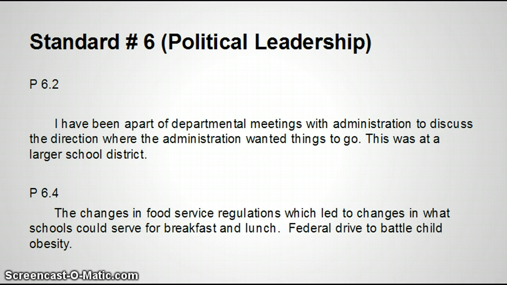The last one, 6.4, school community works within the framework of policies, laws, and regulations enacted by local, state, and federal authorities. This one, I talked about the changes in food service regulations, which led to what schools can serve for breakfast and lunch. There was a federal drive to battle child obesity, and they thought that by regulating what students eat at school would help with that. So that's what led to a lot of the changes in the school lunch menus and all the guidelines and regulations that they had to follow.